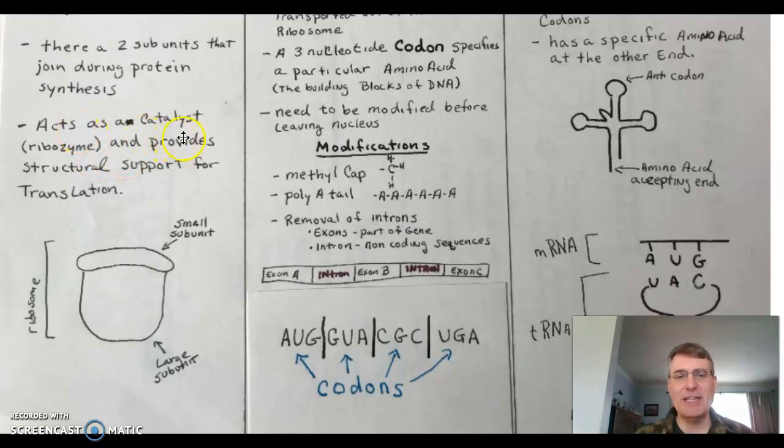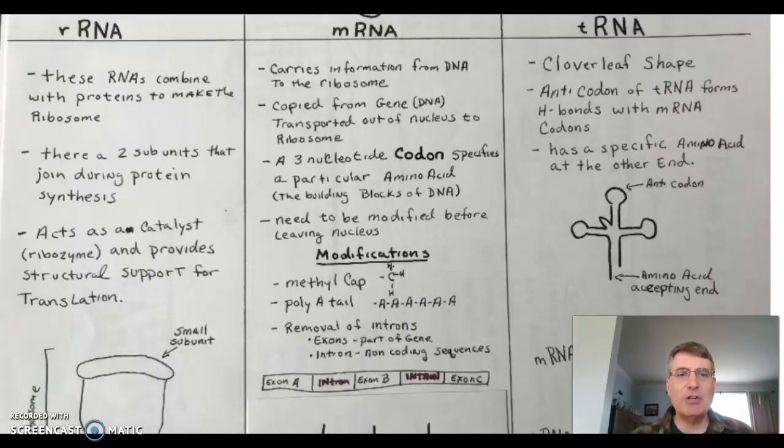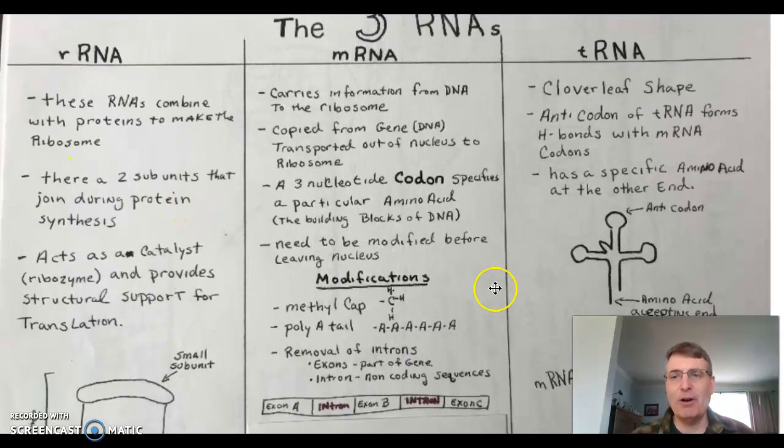So remember, an enzyme is a catalyst. So basically it provides a platform for translation to occur and get the right amino acids in the right spot at the right time. And it gets them in close proximity, those two amino acids, so that they can form a bond and connect. So we'll talk more about that next week into translation.